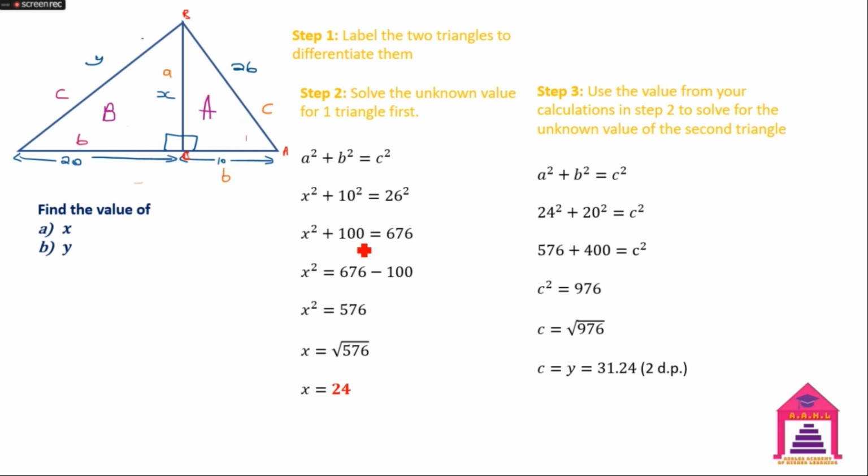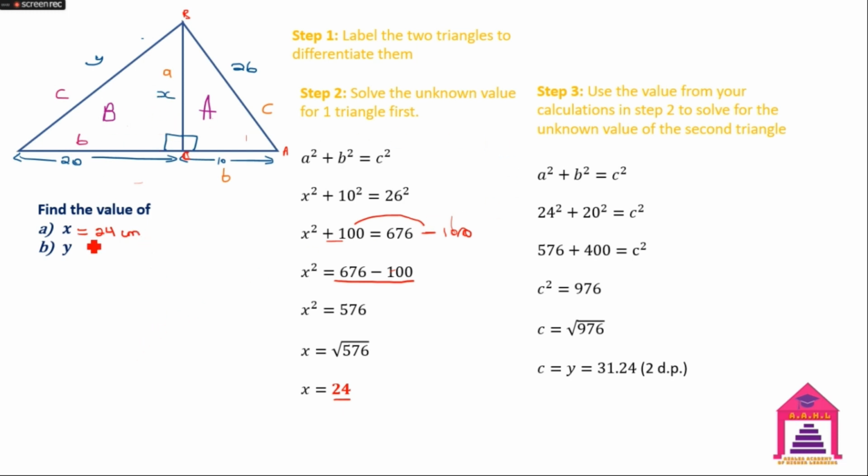So we work out our orders first, which is the square. So we have that X squared plus 100 is equal to 676. Of course, we want to bring 100 here, and because it's plus, it's going to become negative 100, right? So you get X squared is equal to 676 minus 100. Now remember, we want X, right? So of course, we have to find the square root of X squared, and you get 24. So X is equal to 24 centimeters.